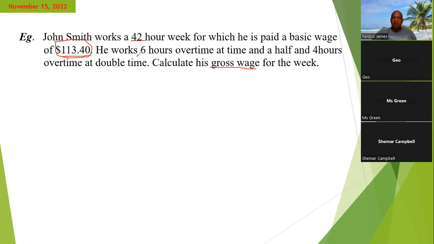So how much money should he get? He has 6 hours at which he works time and a half. He has another 4 hours that he does double time. So he has his basic salary, 6 hours overtime at time and a half, and 4 hours at double time. All right, everybody's following so far?